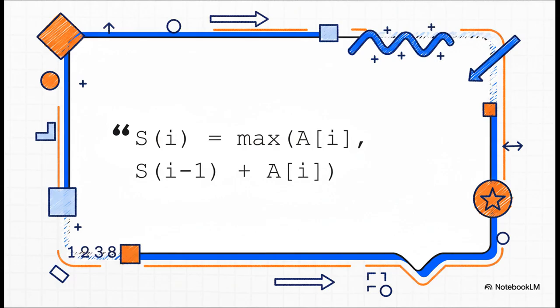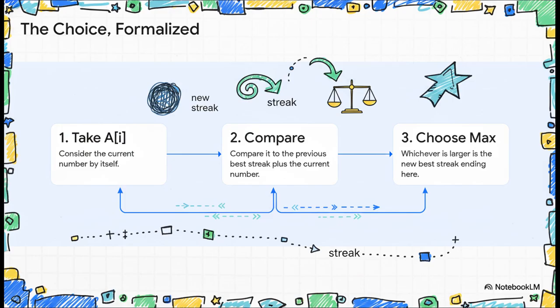Either the current number all by itself, that's starting fresh, or the current number added to the best streak that ended at the spot right before it. That's it. Extend or start over. Let's just break that down one more time. At every single number, you just ask this one question. Is this number by itself better than adding it to the streak I was just building?